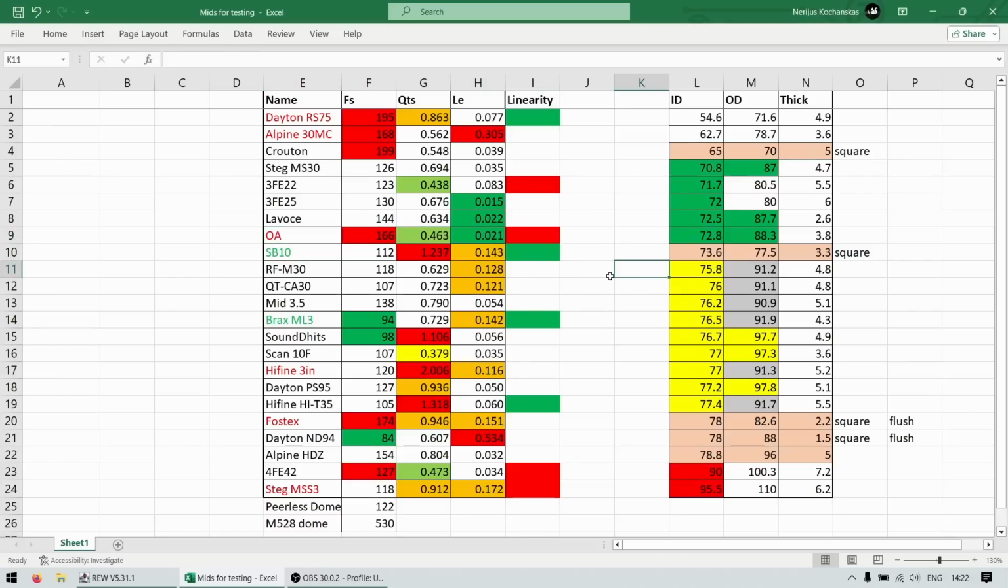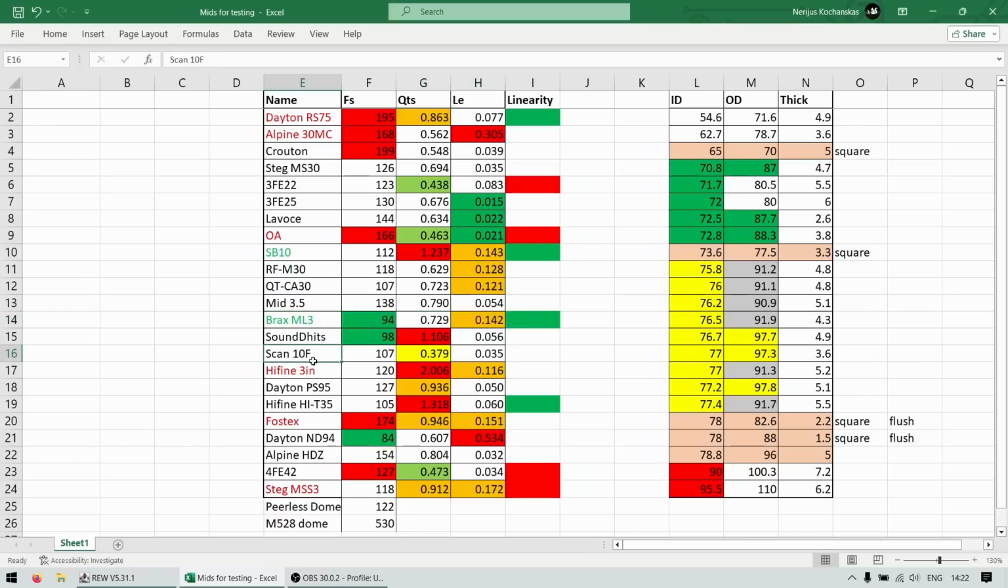What else stands out? All of these are kind of good. The Chinese one is very good. Mid 3.5, I don't know, there's nothing wrong with it. On the green side, the Brax ML3 stands out because of low FS, ideal Q, low LE, not the lowest but low, and linearity is just stellar. So this stands out as well.